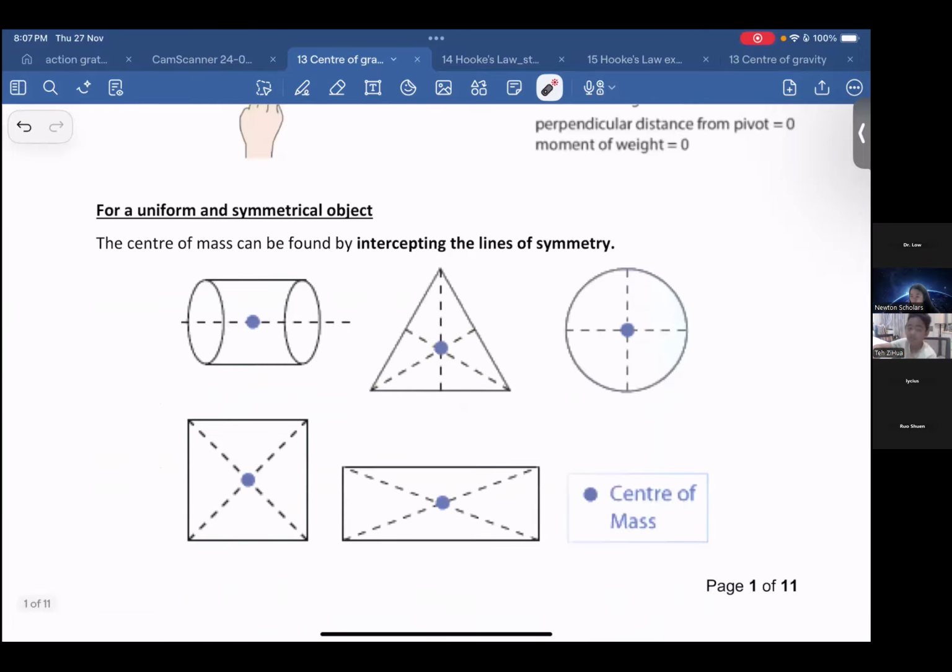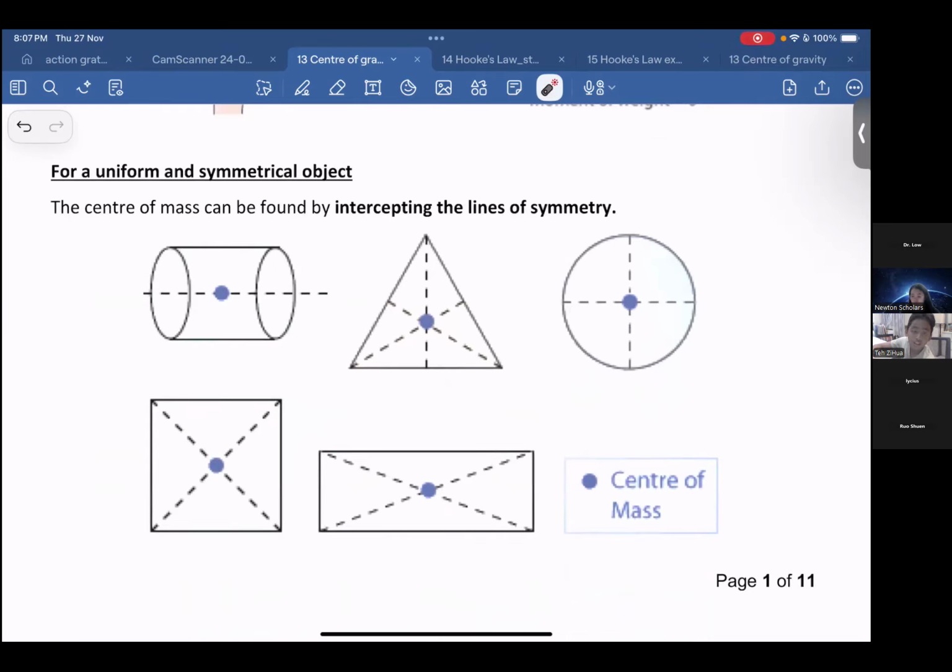How do we find the center of mass? If the object is symmetrical, that is very easy. We can find it by finding the intersection of the lines of symmetry. With only one line we cannot know where the center of mass is. We need at least two lines. For example, look at this: the symmetry line, one line, two lines. With at least two lines, we are able to find the point where they intersect. This is the center of mass G.